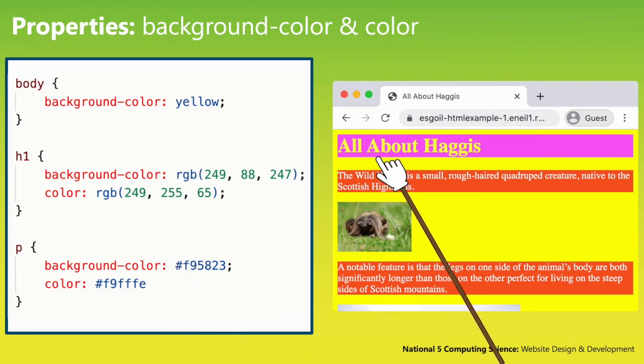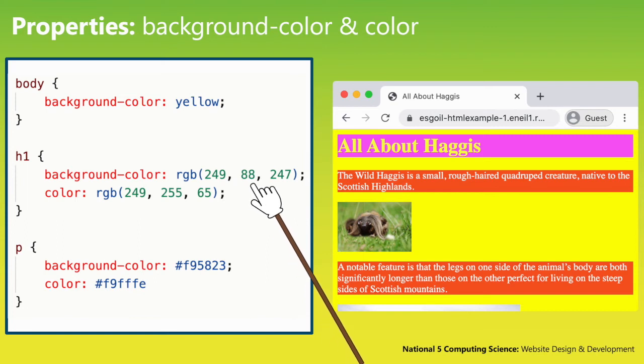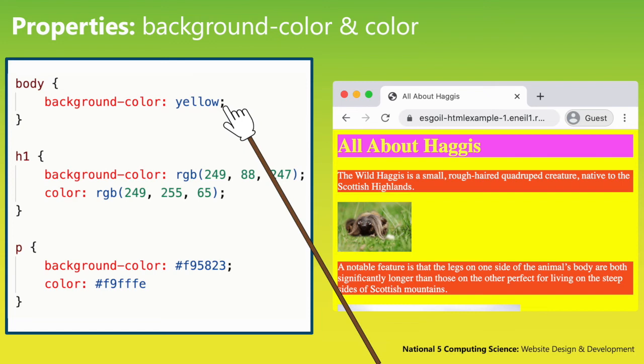For H1, we've set the background colour to the RGB value 249,888,247, which turns out as a shade of pink. The colour to the RGB value 249,255,65, which turns out to be a shade of yellow. So RGB stands for red, green and blue, and it represents the amount of red in a colour, the amount of green in a colour, and the amount of blue in a colour. So we can use the name of the colour, or we can use an RGB value.